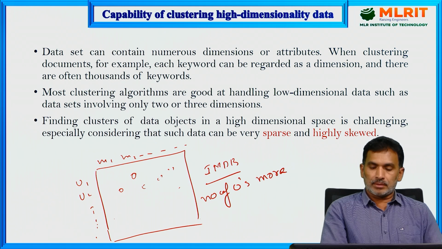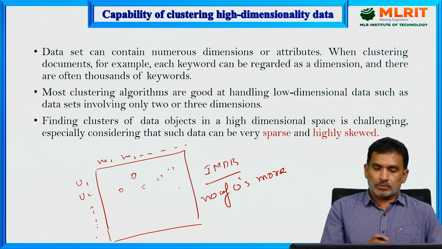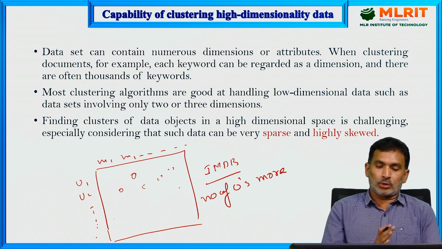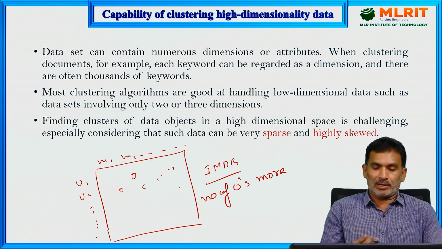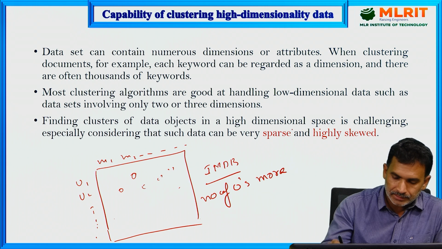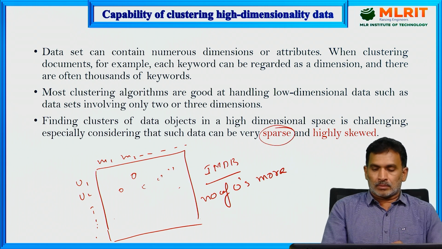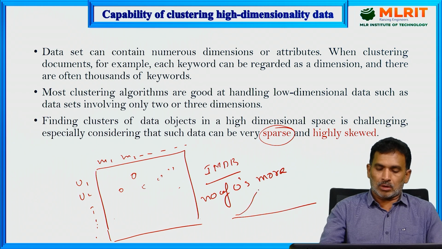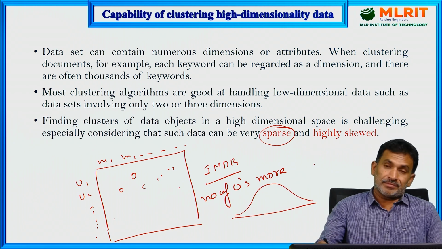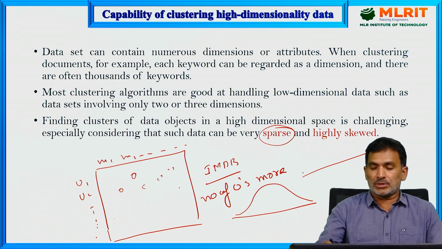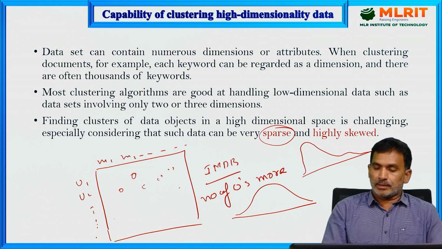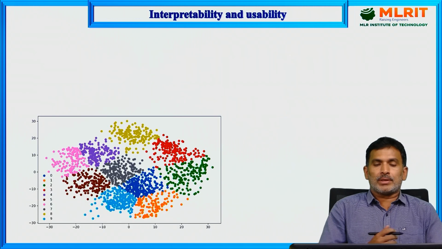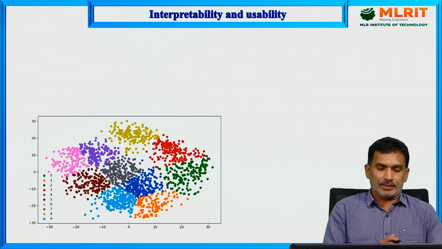Number of zeros are more. So that means very few known values, large number of unknown values. Then that data set is a sparse data set. Another one is highly skewed data. If the distribution is skewed, it is also very difficult to estimate the parameters.